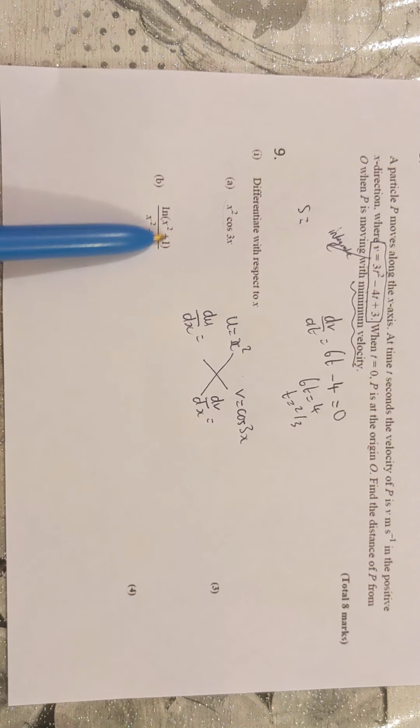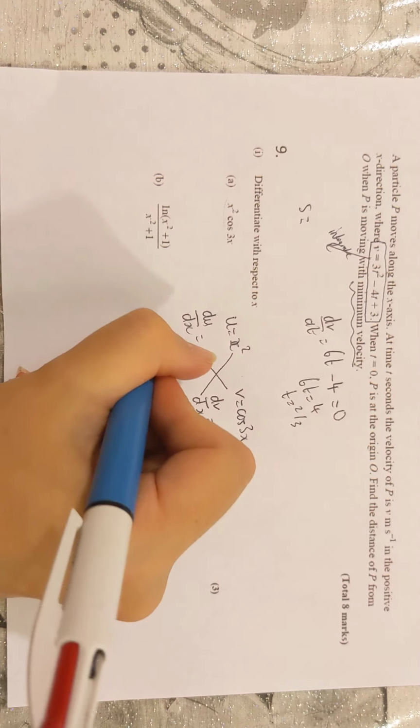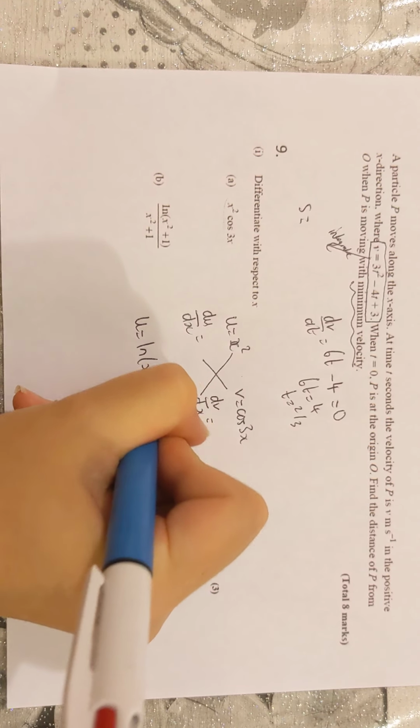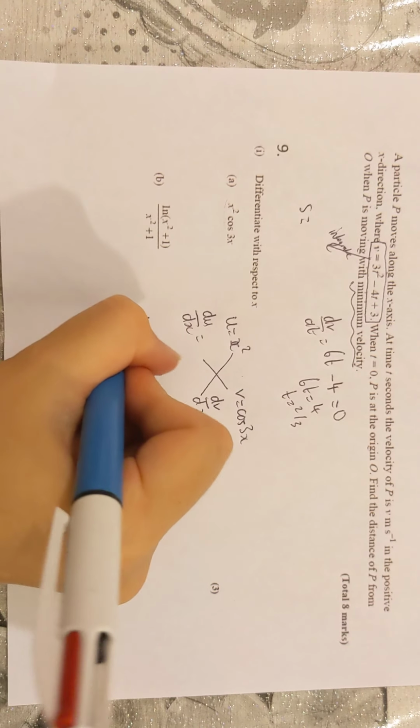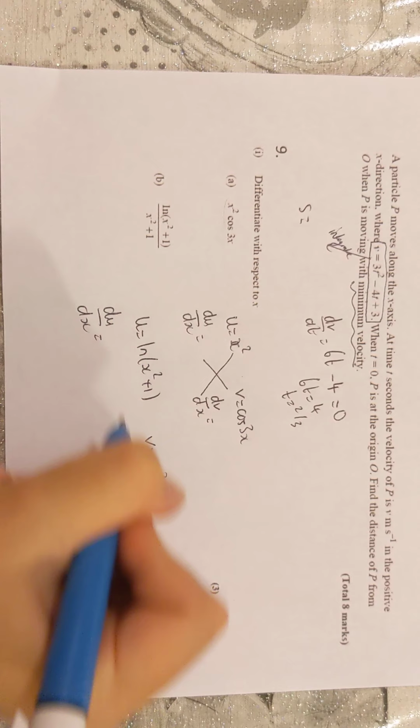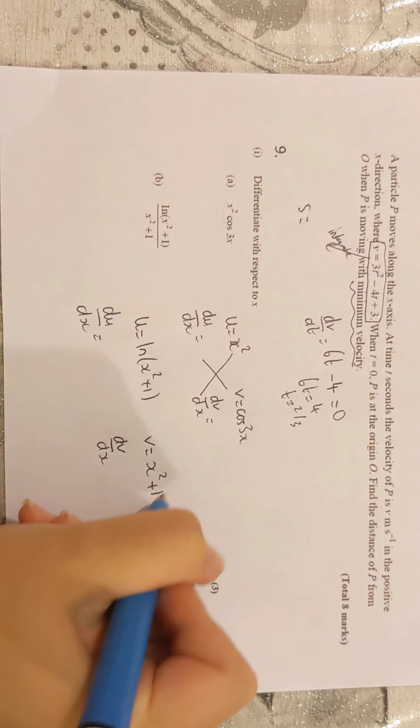And then the final one is the quotient rule, because it's a fraction. So you would say u is the top part, v is the bottom part. Again, differentiate both of those. So that was nice and easy.